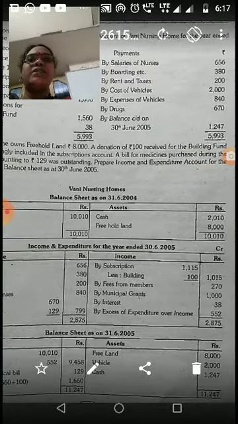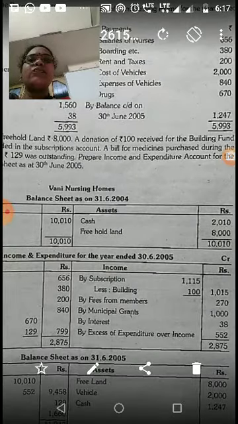The payment side is salaries of nurses, that is 656. By boarding etc. 380. By rents and taxes 200. By cost of vehicles 2000. By expenses of vehicles 840. By drugs, that is 670. The balance c/d is 1247, that is 5993.